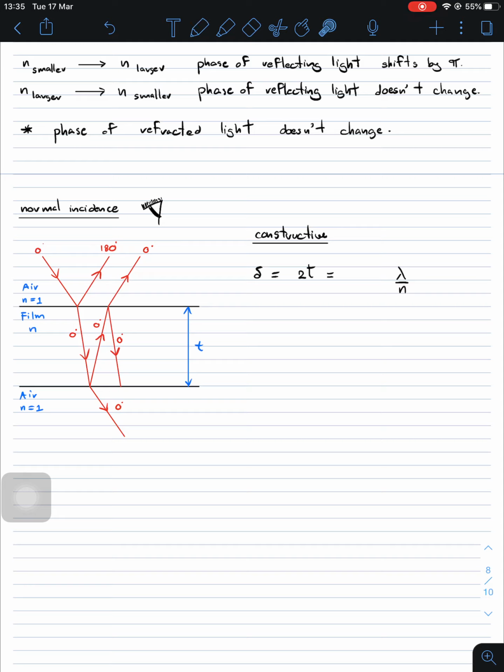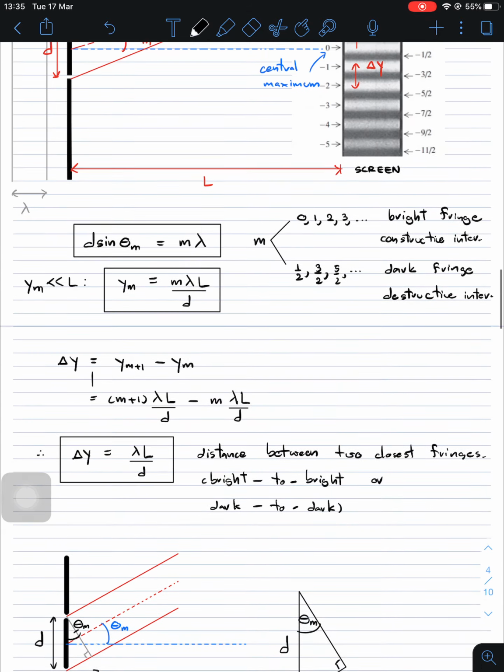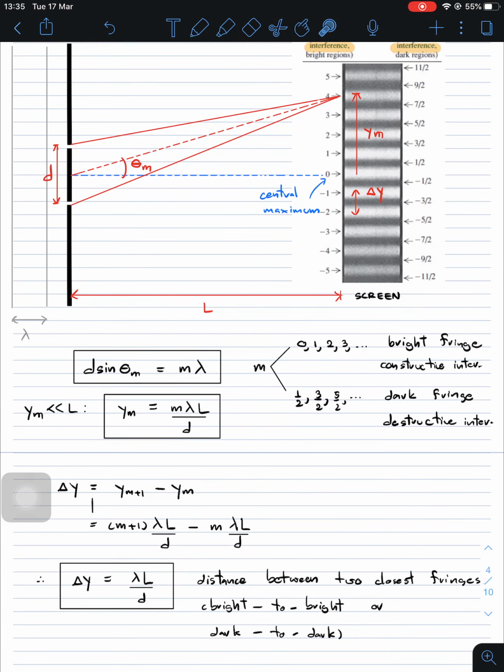Don't forget that if we have a refractive index equal to n, lambda must be changed to lambda over n. We have talked about this already in the previous chapter. And then we need to multiply with a number. But what is this number? Usually, when we have constructive interference, we need to multiply with m. Remember, we talked about this already. For constructive interference, we need to multiply with m.